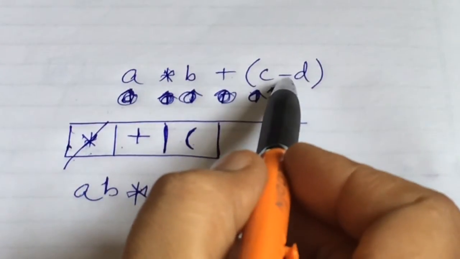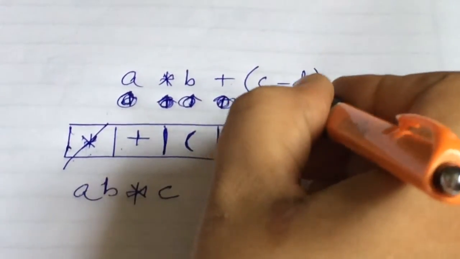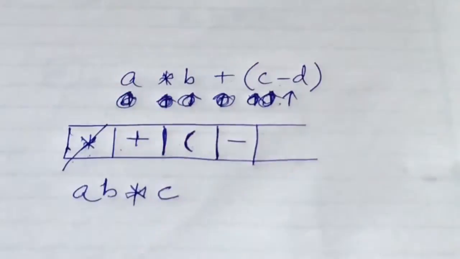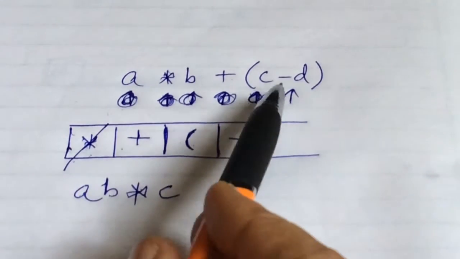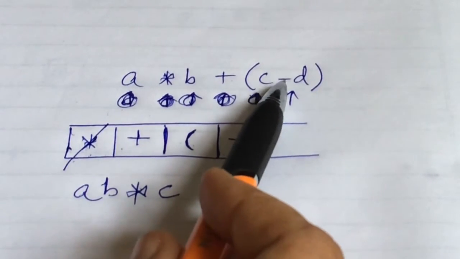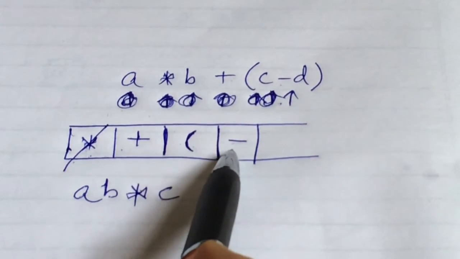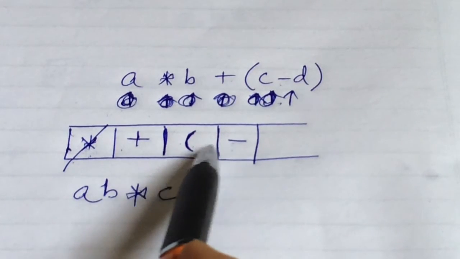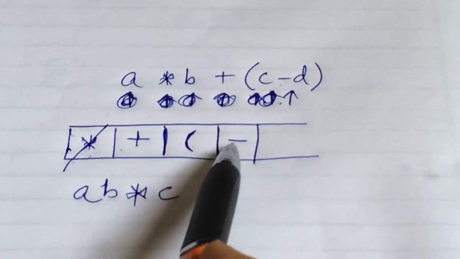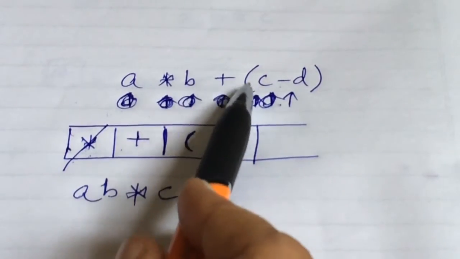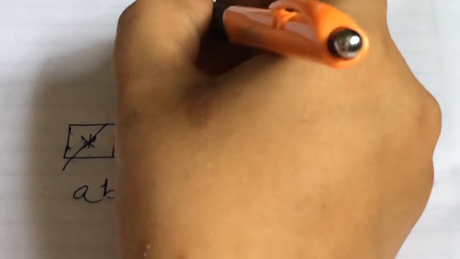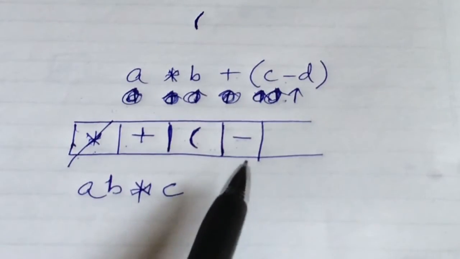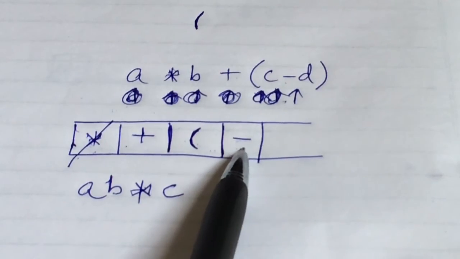Now the next symbol is minus. Minus, we have to push it on the stack. Okay. Since this has precedence higher than this, we can easily push it onto the stack. Minus has higher precedence than this, we can push it on the stack because this left parenthesis has lesser precedence. Okay. Now we have to push the minus.